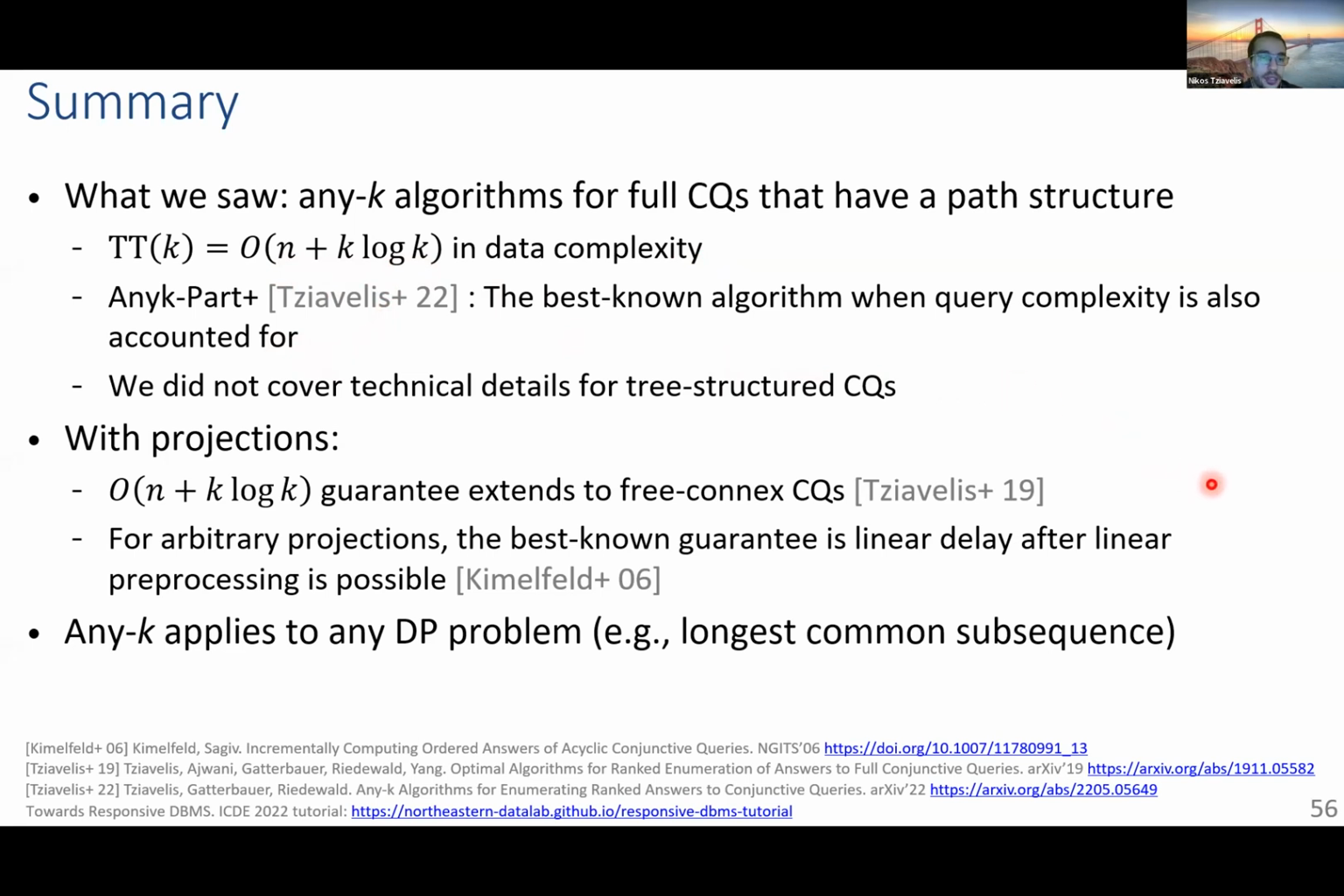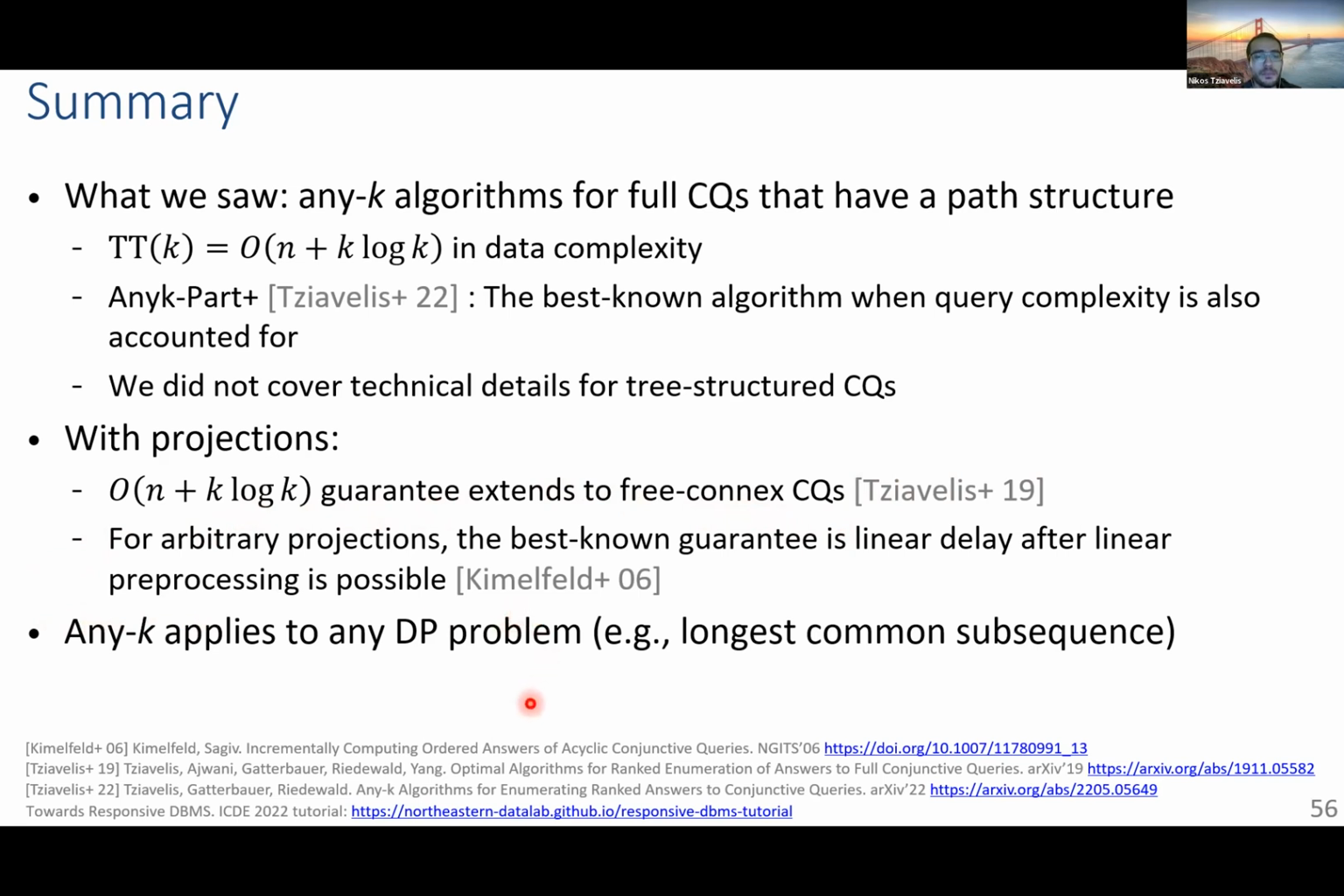And for projections, I didn't mention it, but the n plus k log k guarantee extends also to free-connex queries. And as I mentioned before, if you have arbitrary projections, not a free-connex query, the best that's known is linear delay and linear preprocessing from this first paper.